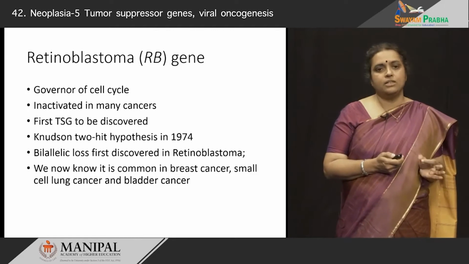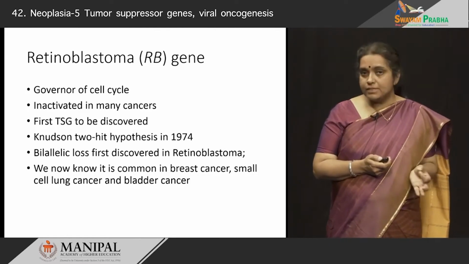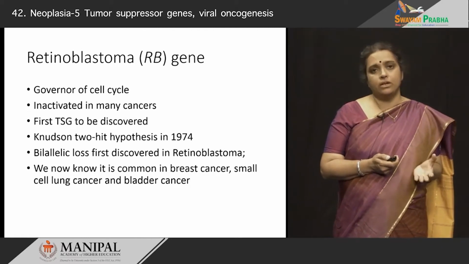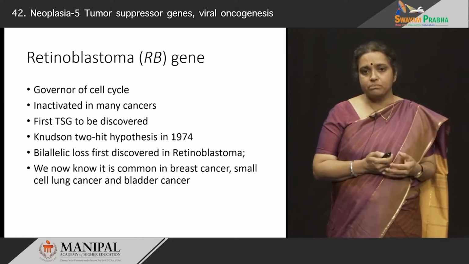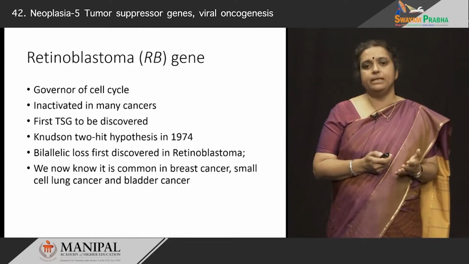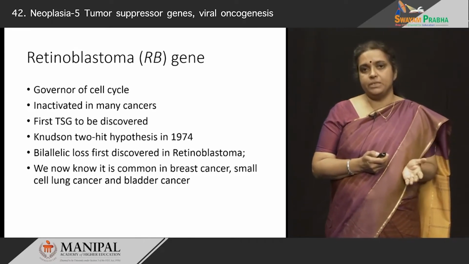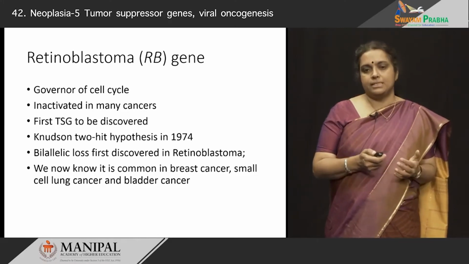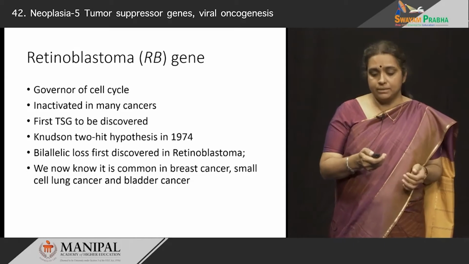Now, biallelic loss, as I already said, was first discovered in retinoblastoma, and that is why it is called the RB gene. Now, we know that mutations of the RB gene are also seen very commonly in breast cancer, small cell lung cancer and bladder cancer, among other cancers.